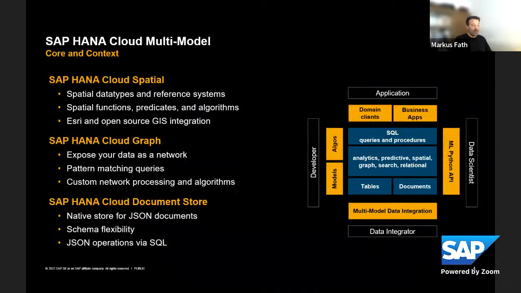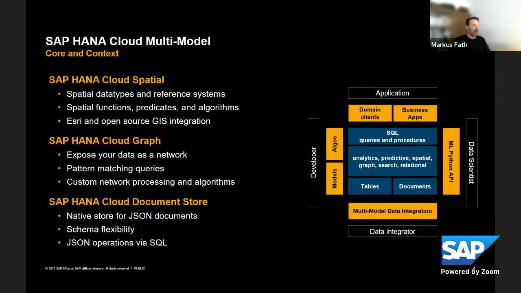In a little more detail, we see that there is support for spatial, graph and also the JSON document store. These are the core capabilities of our multi-model features. Spatial, as said, comprises spatial data types. These are first-class citizens, data types like string data types or other numeric data types. And of course, they bring along their own spatial functions for how to deal with and evaluate geometries.